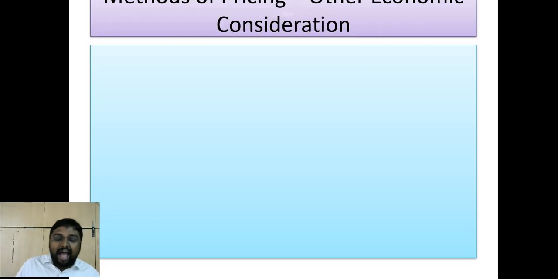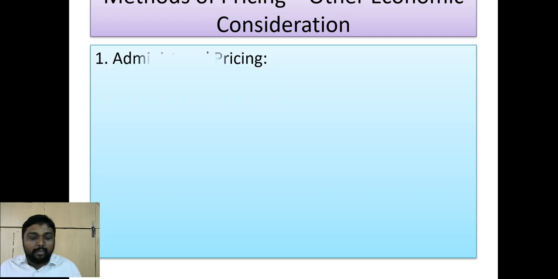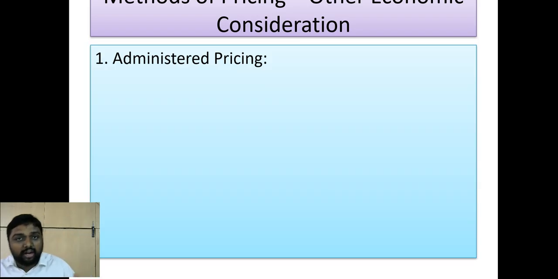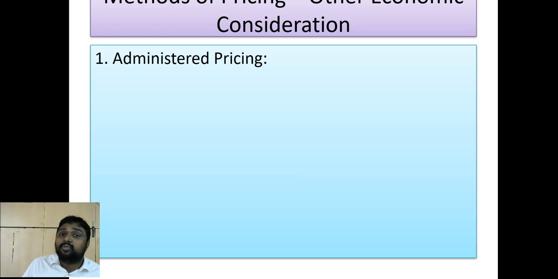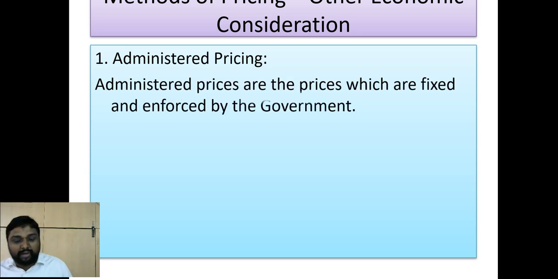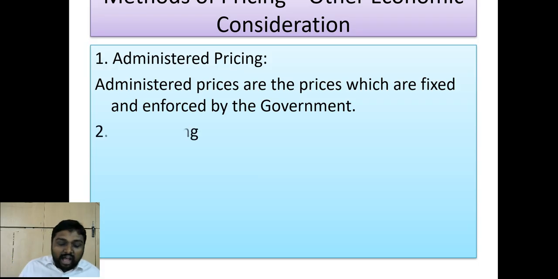Next, other economic considerations. Administered pricing. Very good. See here in Chennai, or generally when you take the bus or railway or maybe auto, this whole price is fixed by the government. That is what is called administered price. The administration will fix the price. The gas price, cylinders, all fixed by the government. That is what is called administered. Electricity pricing is also fixed or enforced by the government.